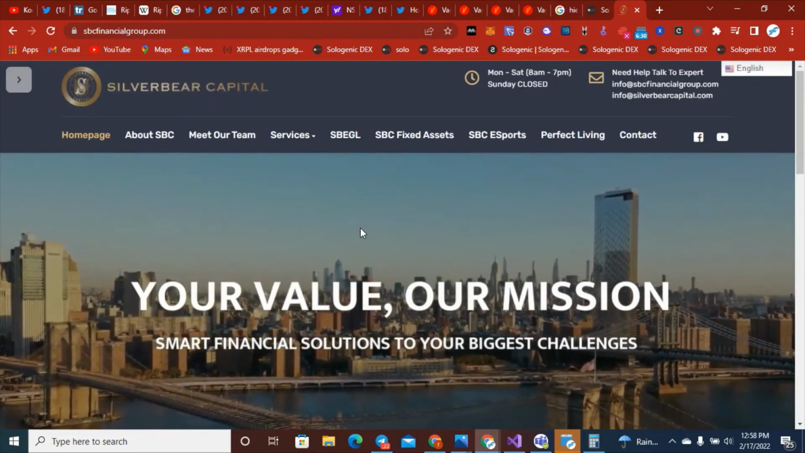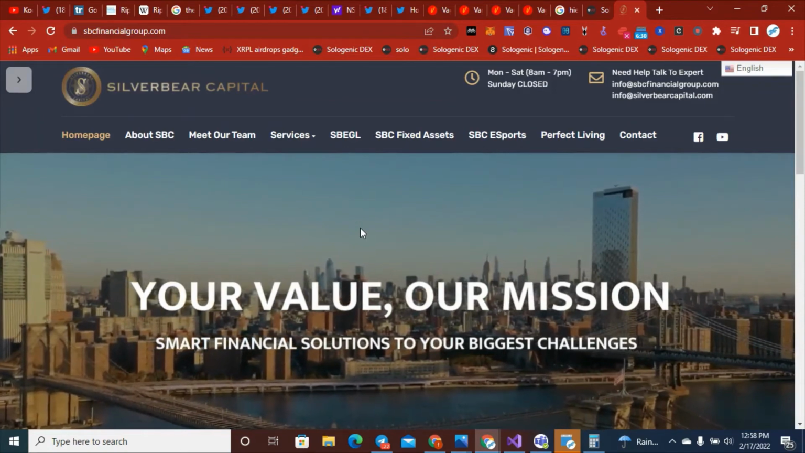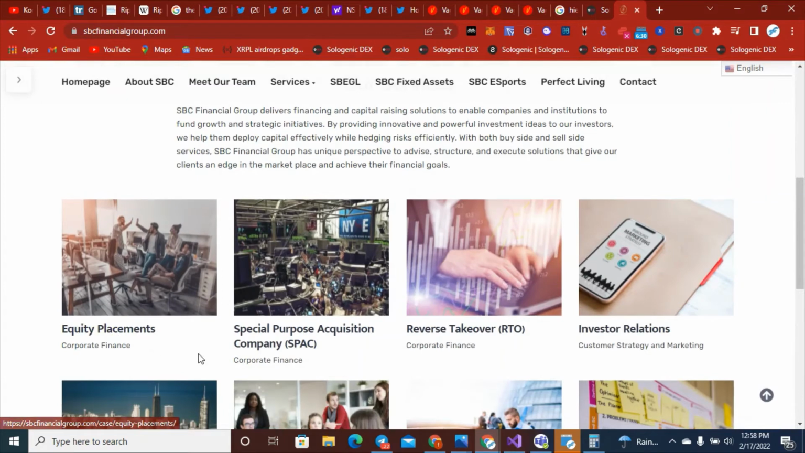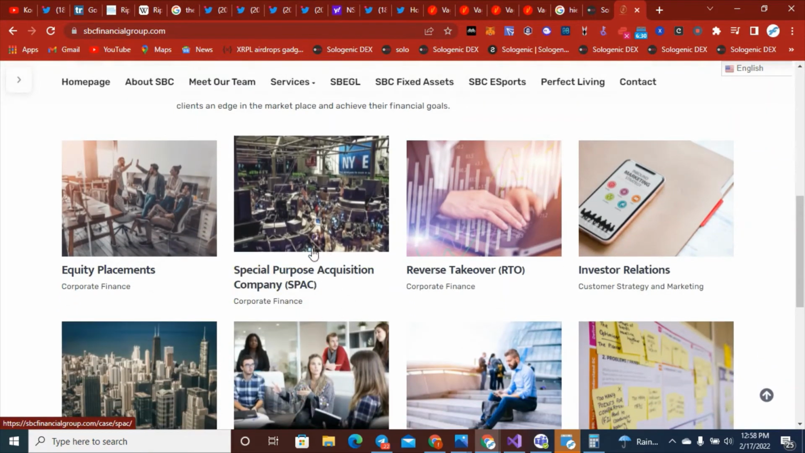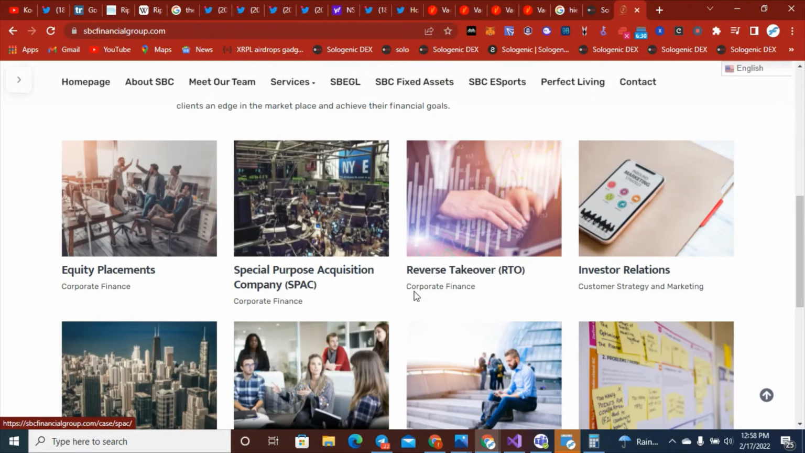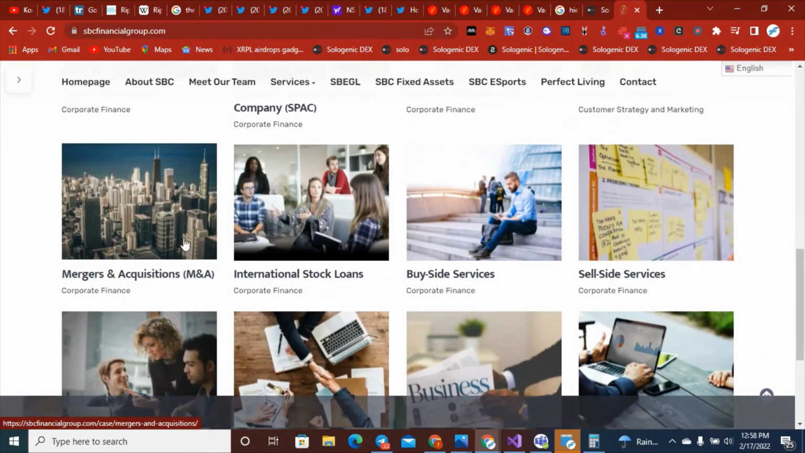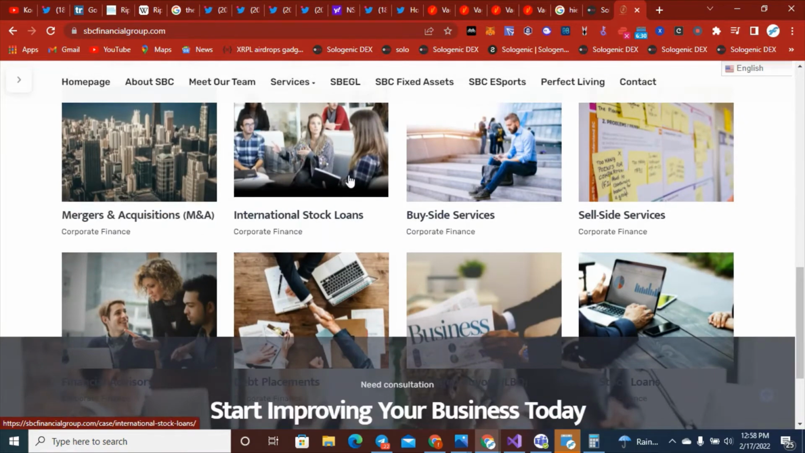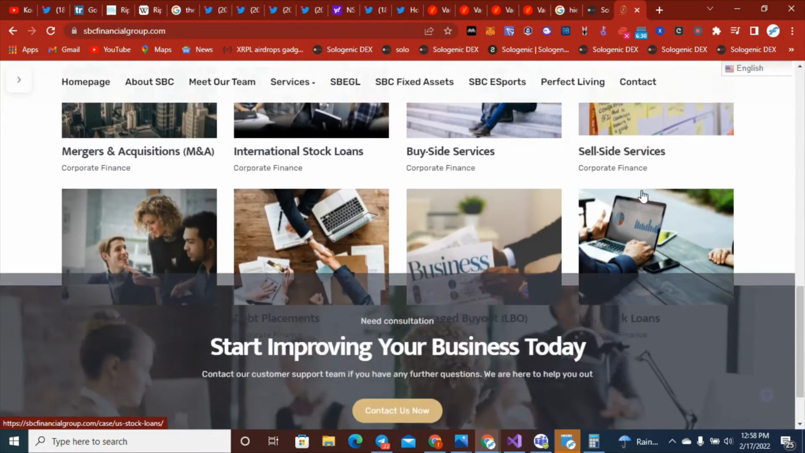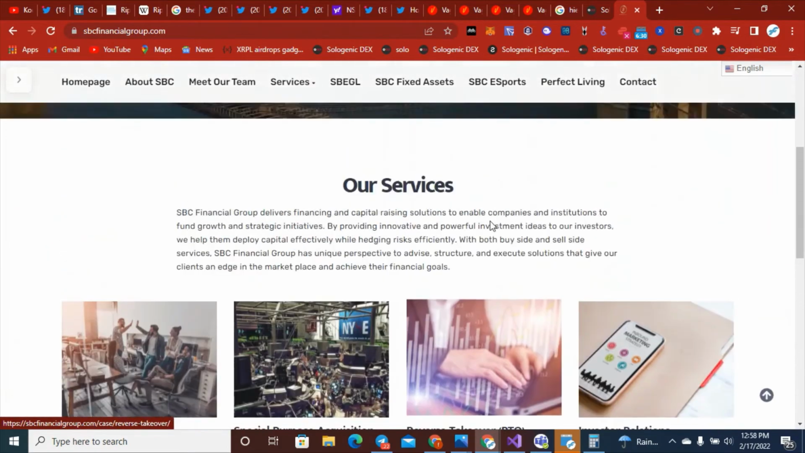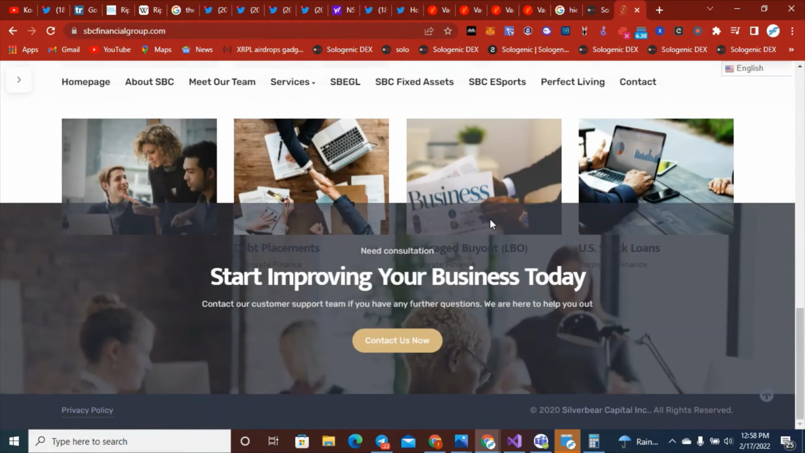Now, this is the other partnership right here, Silverback Capital. Let's just take a look at some of their services. Equity placements, special purpose acquisition company, reverse takeover, and corporate finance. That sounds interesting. I need to see what that is. Investor relationships, mergers and acquisitions, international stock loans. Look at all of this different stuff. I mean, over 12 different services that they provide.